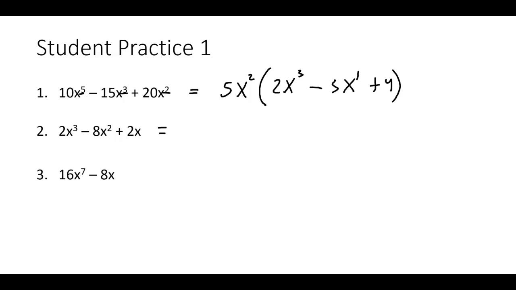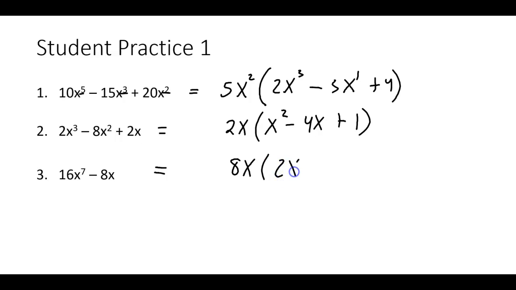Did I say it right? How do you say it? Bridewell. Interesting. Okay. It's 2x, and then x to the second power. Minus 4x. Plus 1. There we go. I'll have to remember that about the last name. That's interesting. All right. Denise, what did we get for the last one? 8x. 2x to the 6th power. Take away 1. Okay.